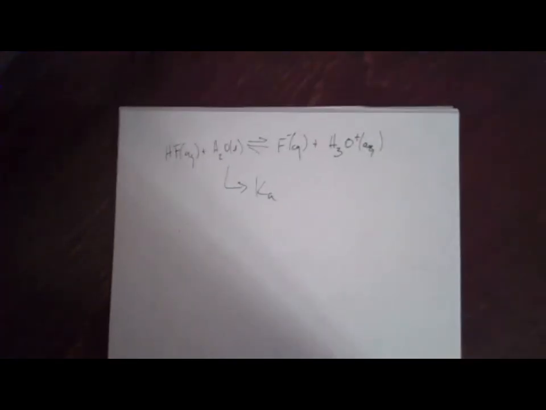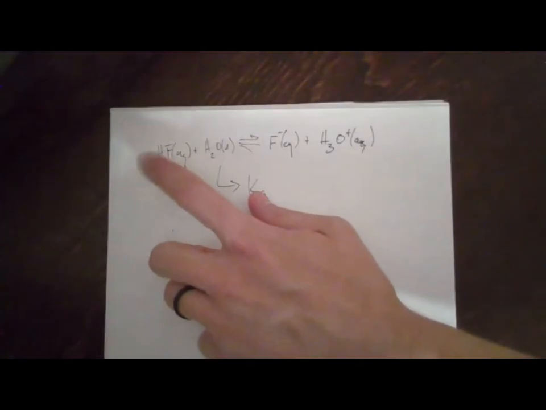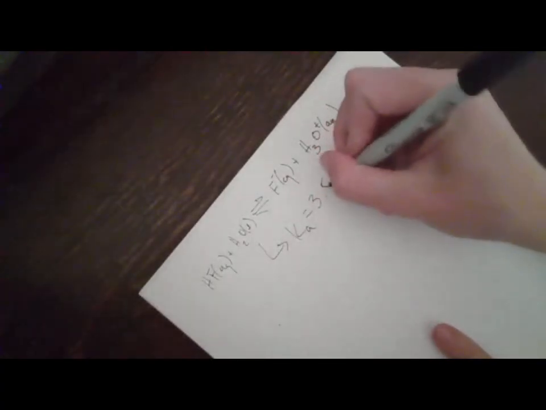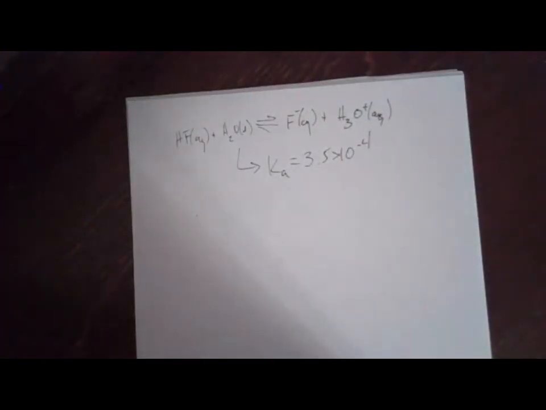This is described by Ka. Right? That's just a reaction of an acid with water. The equilibrium constant for that is Ka, the Ka of HF. Right? We can look that value up. Equilibrium constant is 3.5 times 10 to the negative 4th. So what we're dealing with here is fluoride reacting with hydroniums.